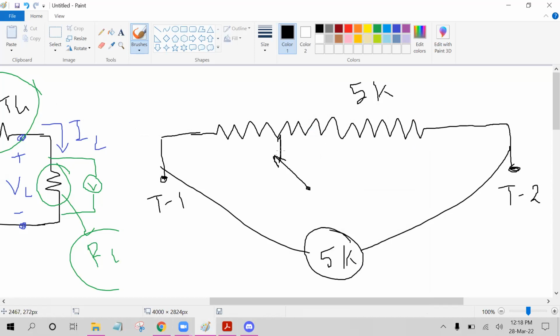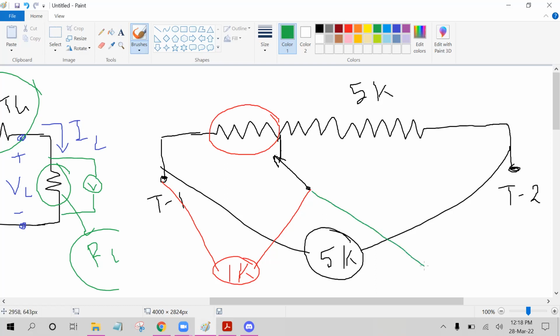Now, if we measure the resistance between these two terminals, terminal 1 and wiper, what will we get? We will get the resistance value of this portion. Just for example, this portion contains 1 kilo ohm resistor. At the same time, if we measure the resistance between the other two terminals, what will be the value? Can anyone tell me?